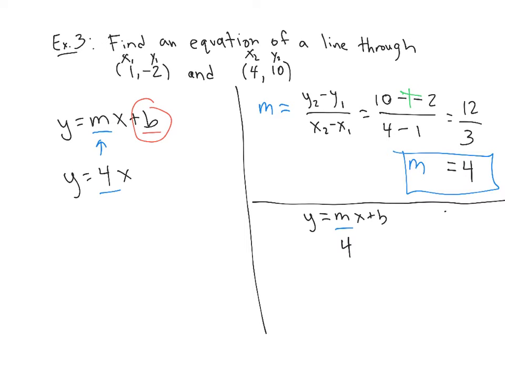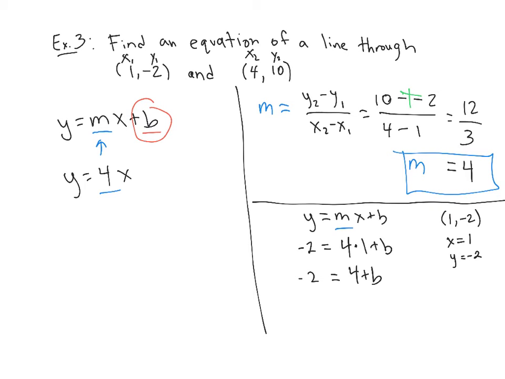So I'm going to take my first point, 1, -2, which means that x for that point is 1 and y for that point is -2. And I'm going to plug in those values. So -2 for y and 1 for x. And again, this is 4 times 1 plus b. And then I'm going to be able to solve this equation for b. So 4 times 1 makes 4 plus b equals -2.